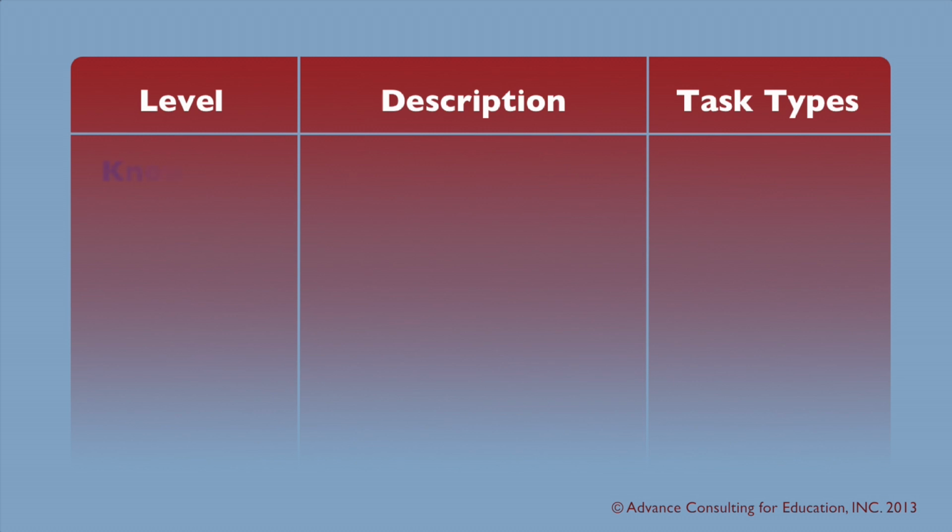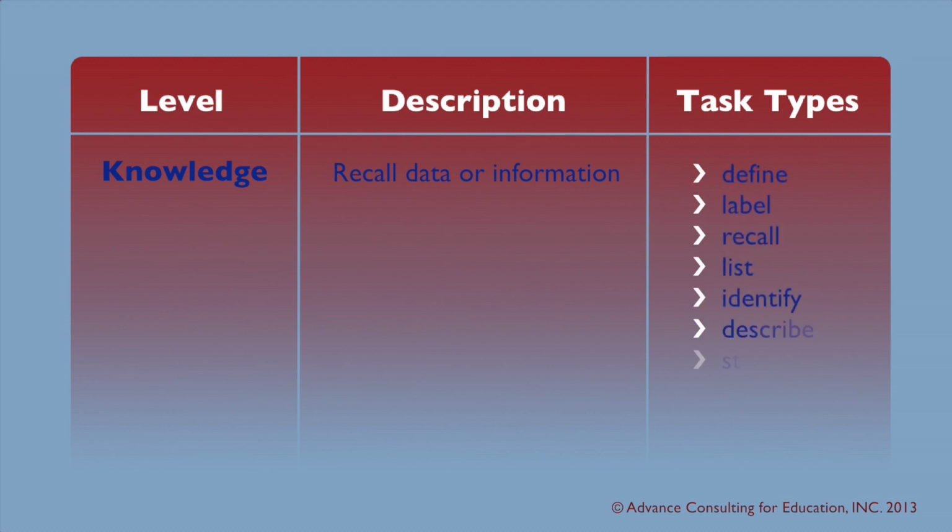Let's take a look at each level of Bloom's taxonomy in a bit more detail. So I'll give you the level, a brief description of the level, and then example tasks that we might give students so that they can think at this level of the taxonomy. The first level is knowledge. At this level, students recall data or information. So tasks that we might give students at this level include define, label, recall, list, identify, describe, and state.